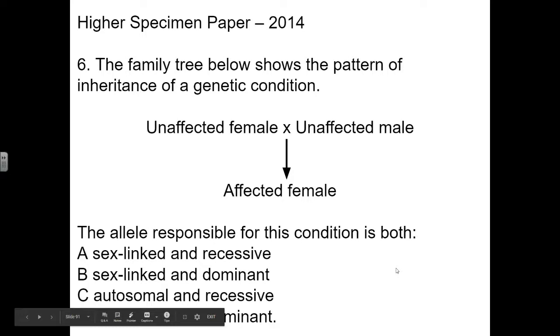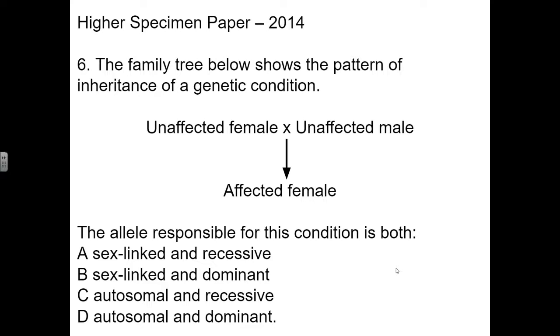This is one of my favourite ones because it takes about 20 minutes to work it out if you do it properly, or 3 seconds if you know how to cheat. So they want you to, just from this information, work out if the disorder is sex-linked, autosomal recessive or dominant. Only in multiple choice, only one of the answers can be correct.